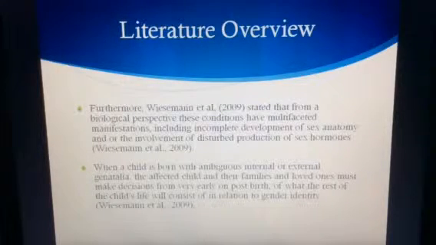Furthermore, Weissman et al. 2009 stated that from a biological perspective, these conditions have multifaceted manifestations, including incomplete development of sex anatomy and or the involvement of disturbed production of sex hormones. When a child is born with ambiguous internal or external genitalia, the affected child and their families and loved ones must make decisions from very early on post-birth of what the rest of the child's life will consist of in relation to gender identity.